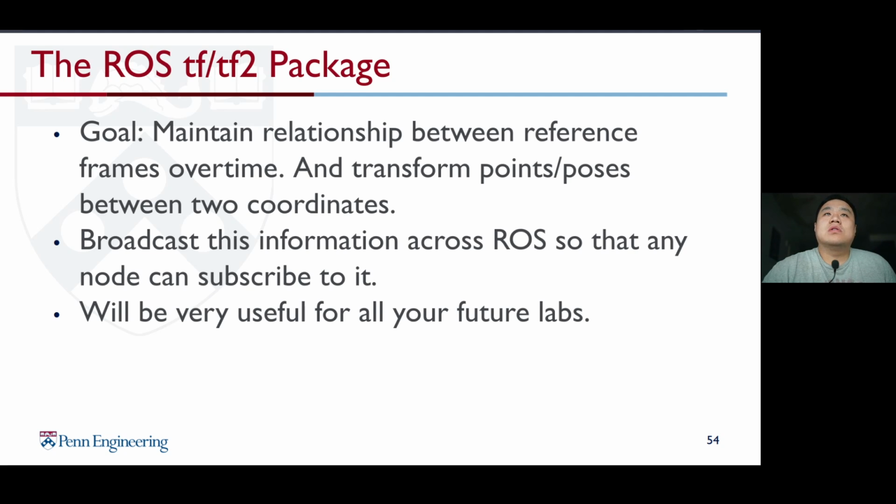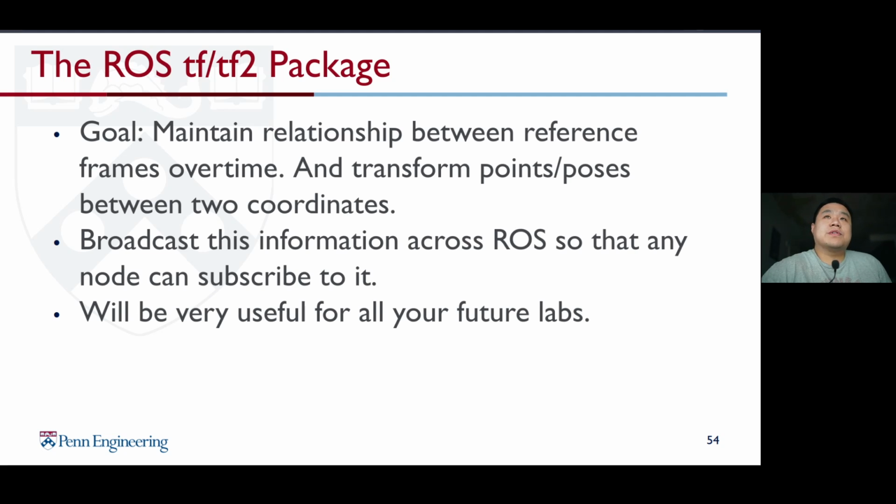The goal of both of these packages is to maintain the relationship between reference frames over time, and transform points or poses between two coordinates. As you can imagine, ROS is extensively used in robotics mainly because TF and TF2 are very handy at keeping track of all the reference frames that you might define on a robot with a complicated structure. For example, if you have a humanoid robot, you'll have tens, even sometimes up to hundreds of frames representing all the moving parts on the robot.